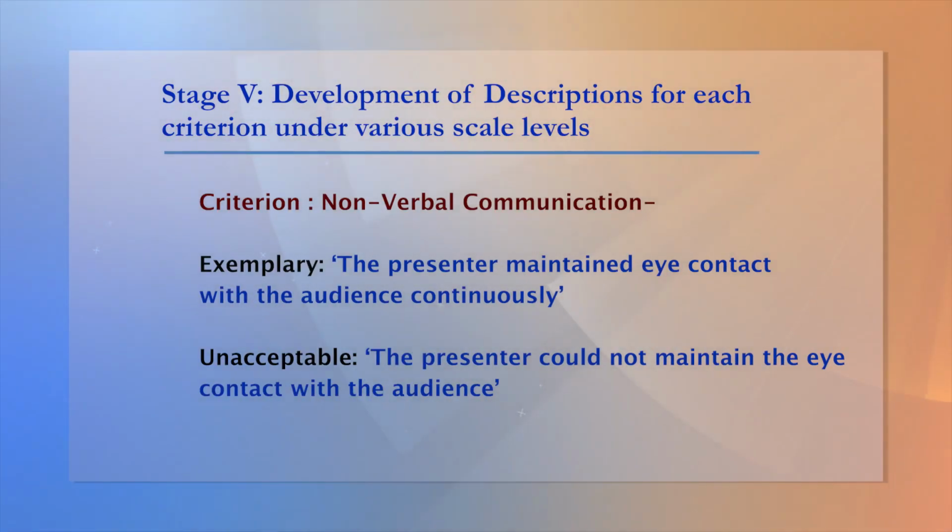Let us understand this by writing the task description for the bottom level for the criterion non-verbal communication in our rubric for oral presentation. Let us revisit our scale levels. The highest scale level in our case is exemplary and the bottom scale level is unacceptable. The task description for the criterion non-verbal communication under exemplary is: the presenter maintained eye contact with the audience continuously. The task description for the unacceptable can be written as: the presenter could not maintain the eye contact with the audience.